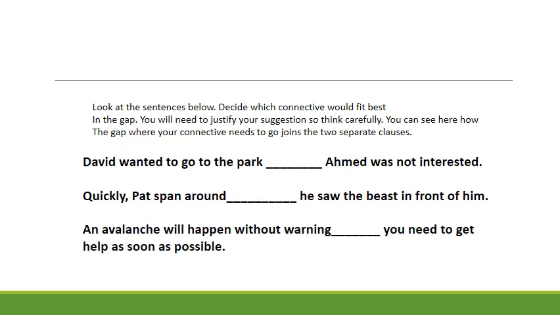Okay, so what connective will go in the blank there? Quickly Pat span around, something he saw the beast in front of him. An avalanche will happen without warning, something you need to get help as soon as possible. Okay, so decide which connective will actually go there. Okay, so write down the sentences and then fill in the correct connectives. You can email to me all your answers, and I will be happy to mark all your answers.